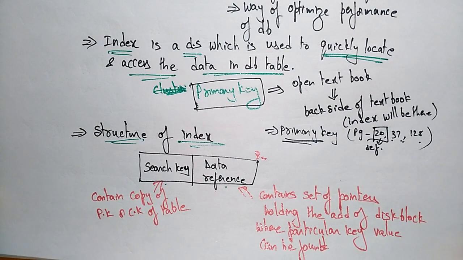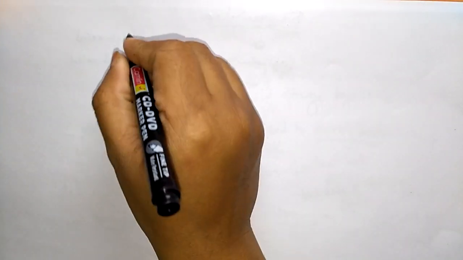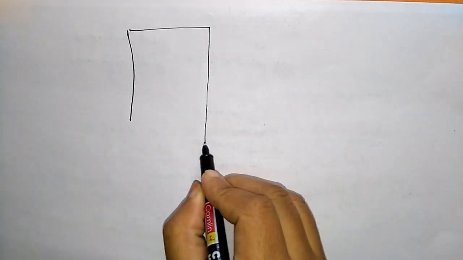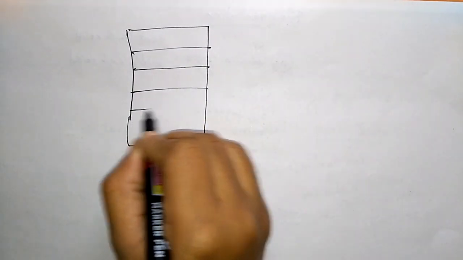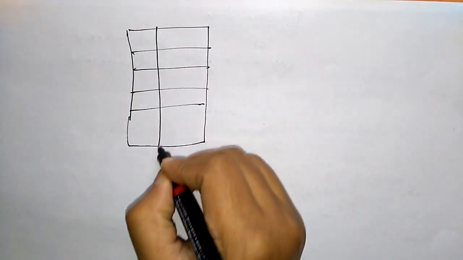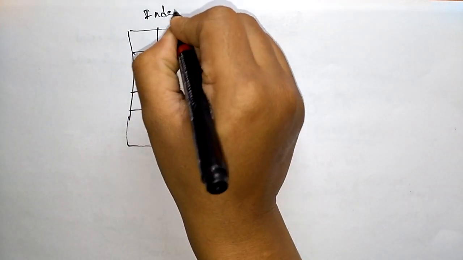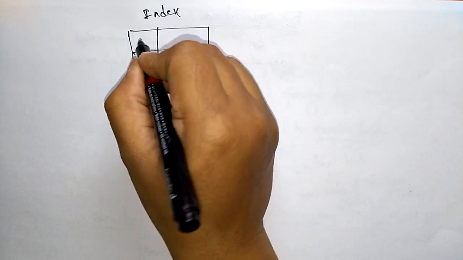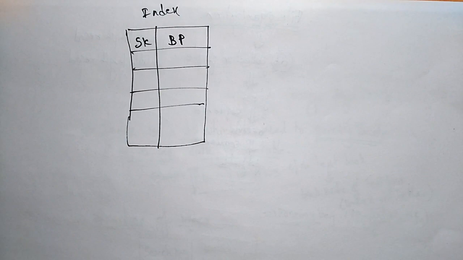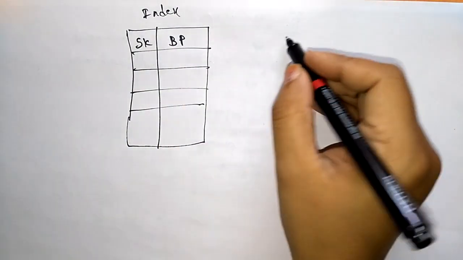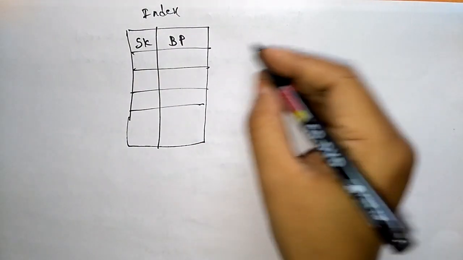Okay, so let us see one example of how indexing will be allotted in the database table. Suppose this is an index key structure with a set of records. Suppose this is the index. The index consists of the search key and the data reference, which you call a block pointer, to where the data for the search key will be present.